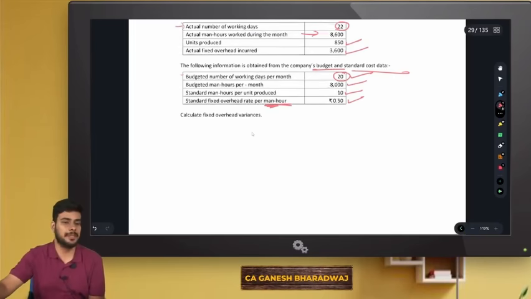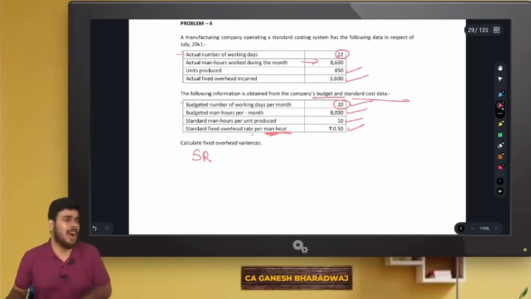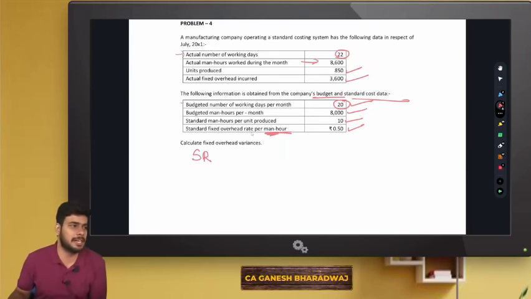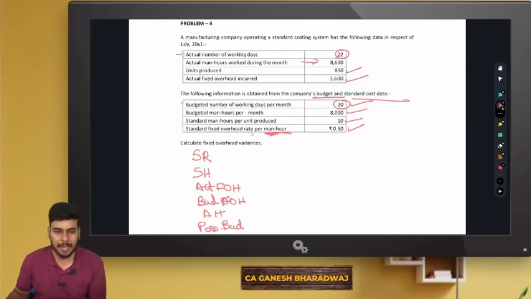Tell me first, you need not tell me the answer. What are the ingredients required? In the same order. Standard rate. And throughout this chapter, we are going to do it only in terms of hours. Standard rate. Standard hours. Then actual fixed overheads. Budgeted fixed overheads. Possible budgeted fixed overheads. This alone I will explain when we come there. Fine.